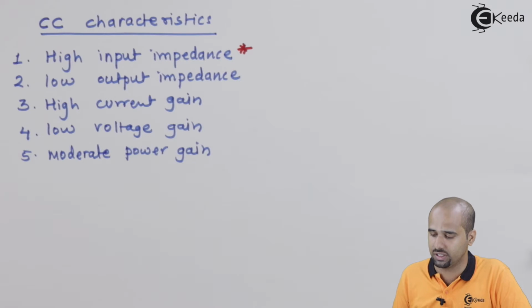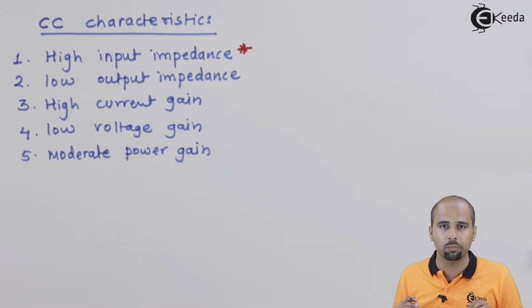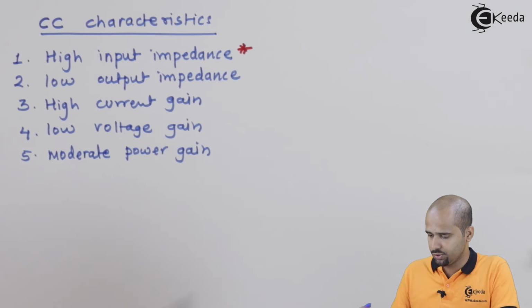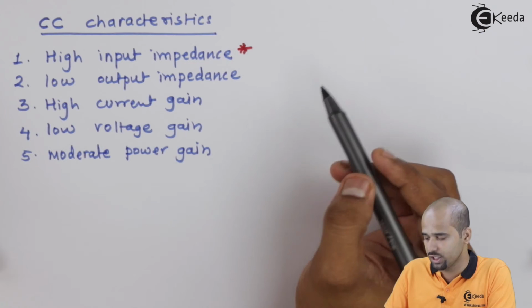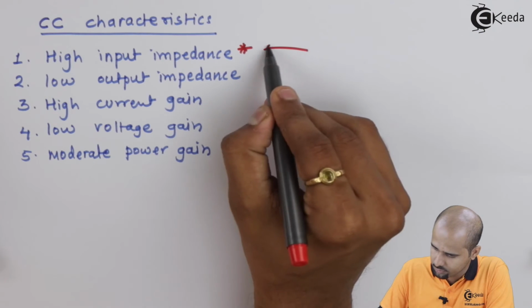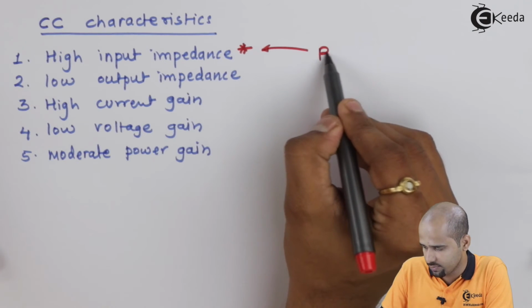Now, when I'm learning CC configuration of BJT, both CC as well as CB configurations are used as a buffer circuit. So generally we are using the CC configuration as a buffer circuit because of these characteristics.